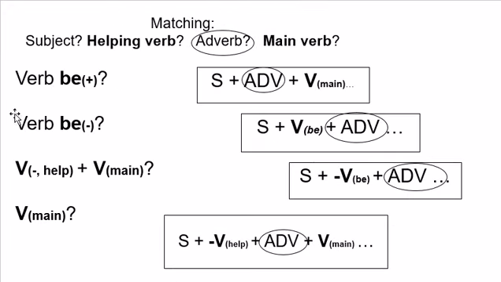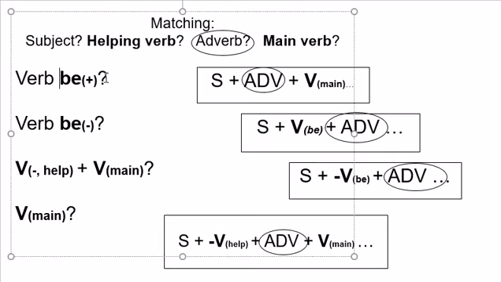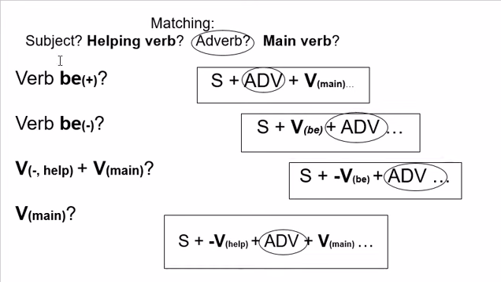So rules, matching. What if you have verb be? What if you have negative verb be? What if you have a negative helping verb with a main action verb? And what if you have a positive action verb? Can you match the four different verb types here with the rule? Okay, so I'll pause the PowerPoint and you can match. Okay. So here are the answers.